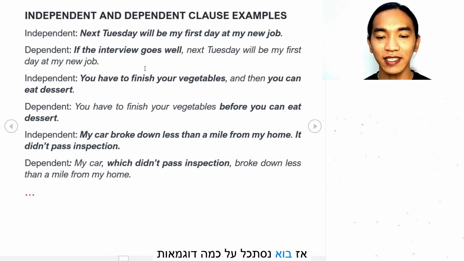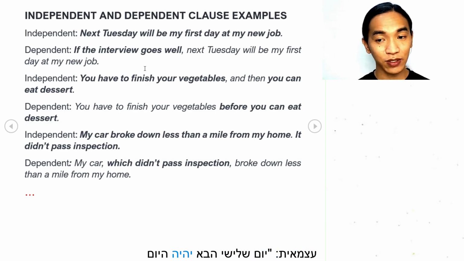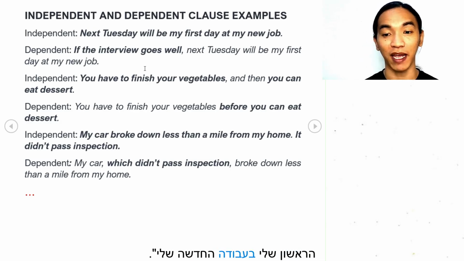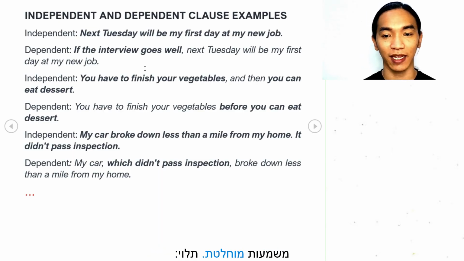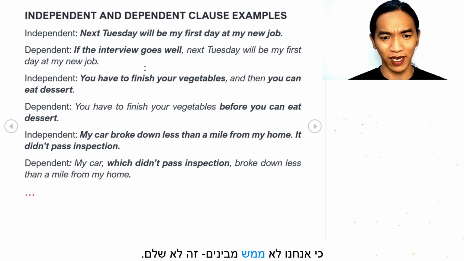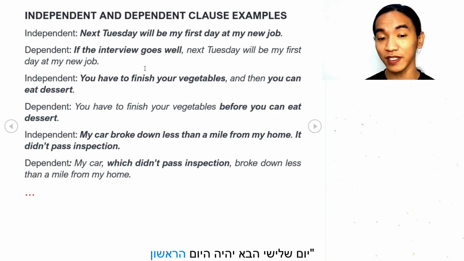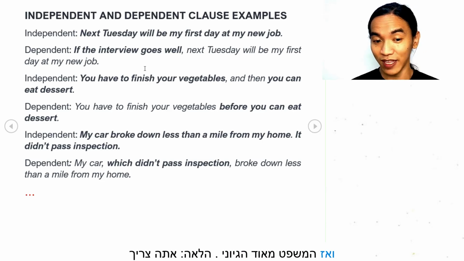Okay, so let's take a look at some examples of your independent and dependent clauses. So independent: next Tuesday will be my first day at my new job. Complete meaning. Dependent: if the interview goes well. It's dependent, so we don't really understand that. It's incomplete. If the interview goes well, next Tuesday will be my first day at my new job. So then the sentence makes a lot of sense.